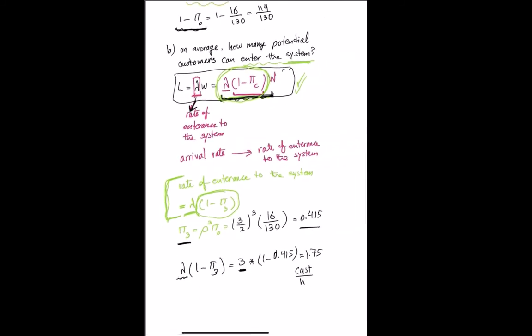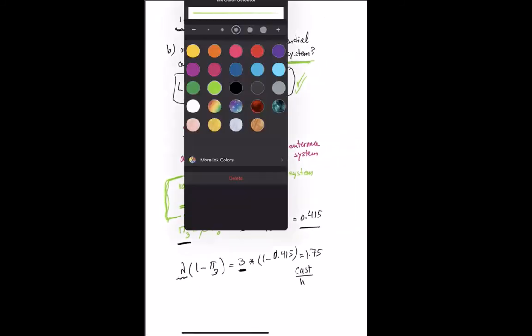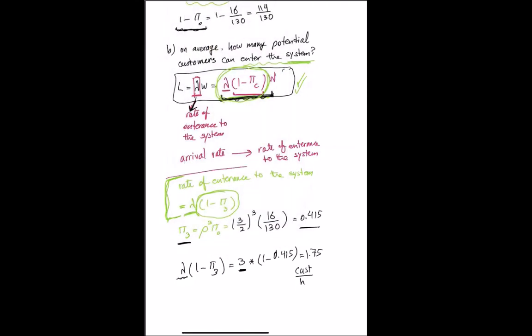Okay, so yes. This is what the question wants from us: the rate of entrance. On average, how many potential customers can enter the system, let's say, per hour? That's the rate of entrance, and that's how we calculate it.